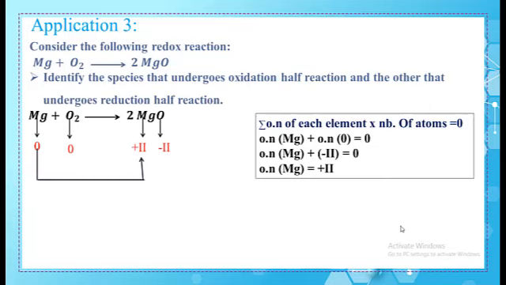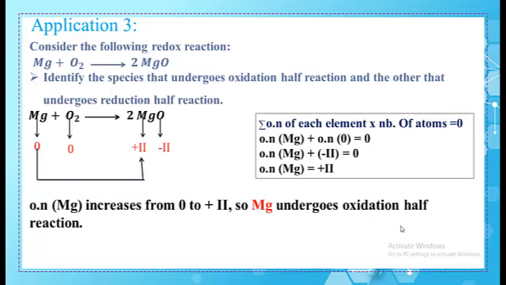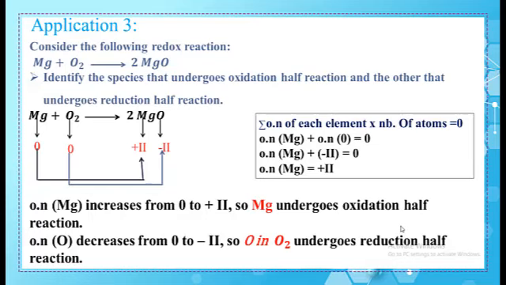As you can see here, the oxidation number of Mg increases from 0 to plus 2. So this means that Mg undergoes oxidation half reaction, whereas the oxidation number of oxygen decreases from 0 to minus 2. So oxygen undergoes reduction half reaction.